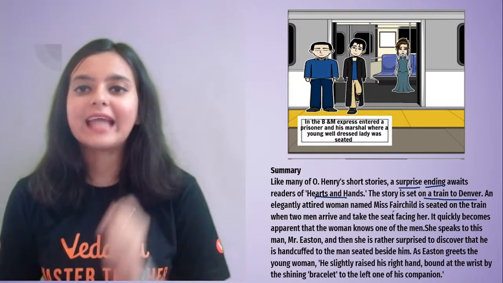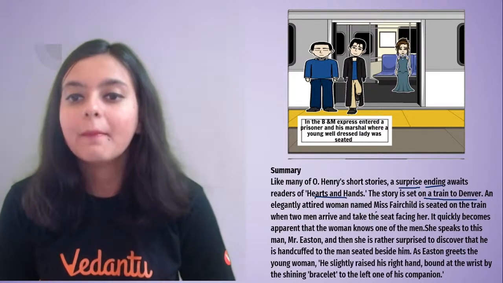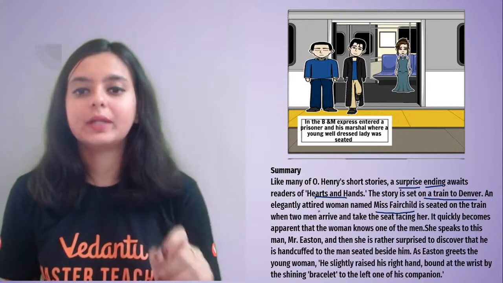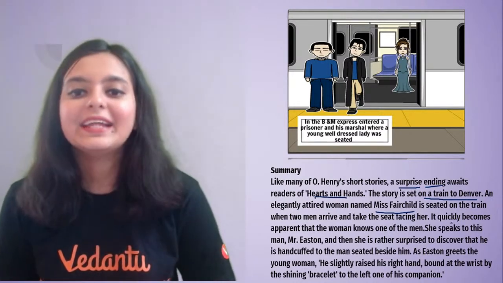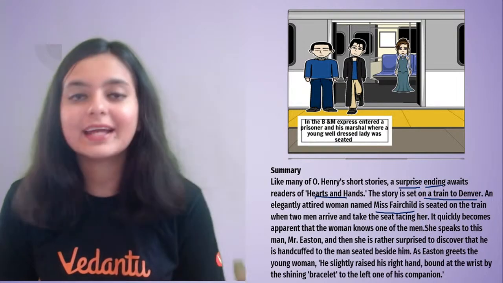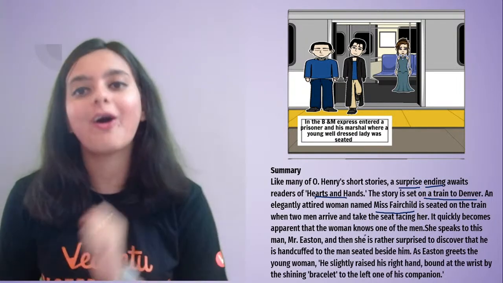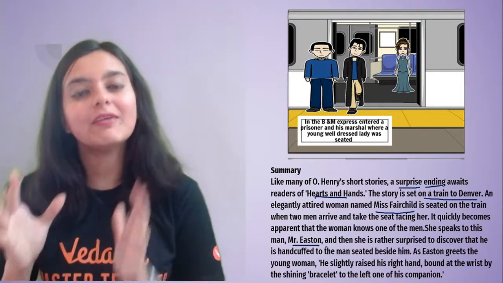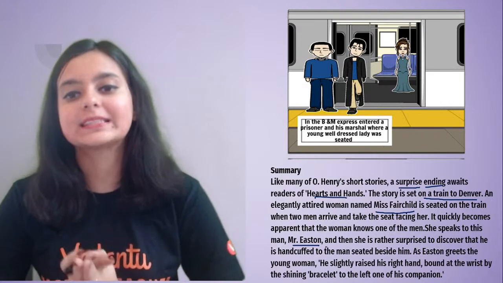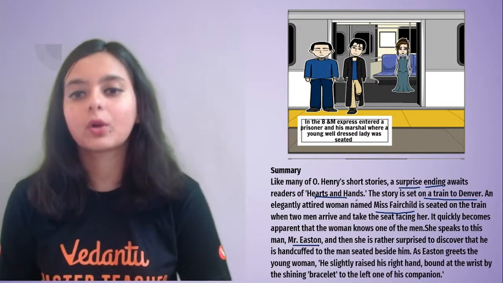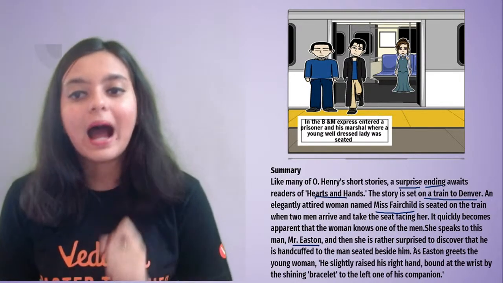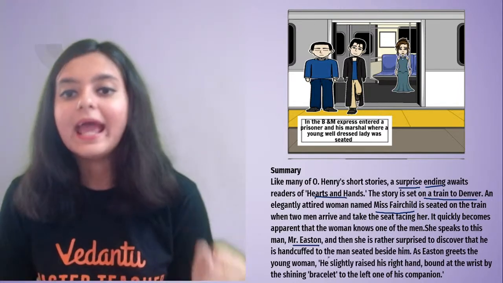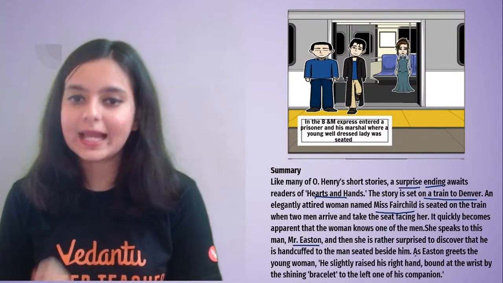Okay, and who are the characters? There are three main characters: Miss Fairchild, and where is she? She's seated on the train when two men arrive. Okay, it becomes apparent quickly that Fairchild is acquainted with one of them, right? Who is that man? Mr. Easton. So she is very well acquainted and familiar with Mr. Easton. So Mr. Easton was actually her acquaintance, however, she is surprised to discover that he is handcuffed. Okay, he is handcuffed to the man seated beside him.